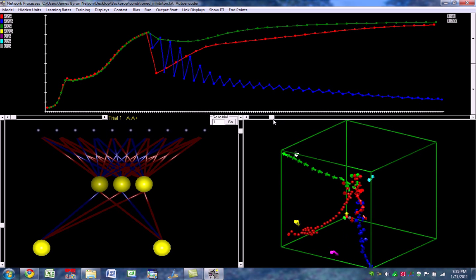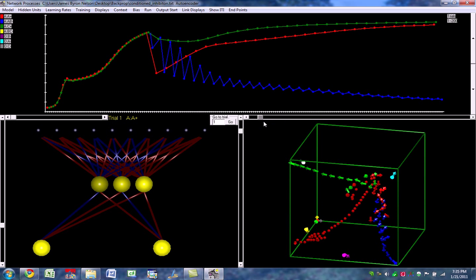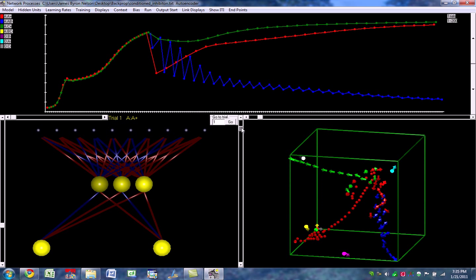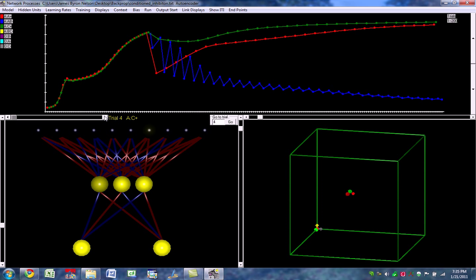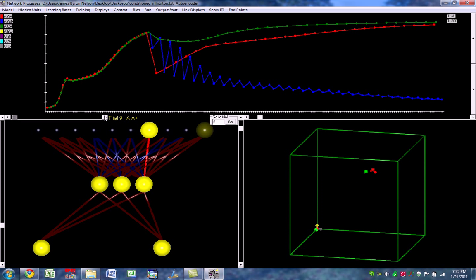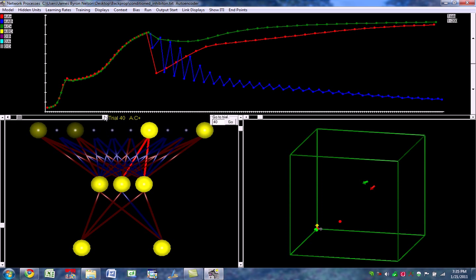That looks like a mess, doesn't it? What we're going to see is actually very logical. Let's look at our endpoints and link up our displays. There's the context. There's the CSA. There's C. So initially, it does not differentiate those stimuli at all. Very quickly, it learns to differentiate them. So it is now representing A and C differently than the context.